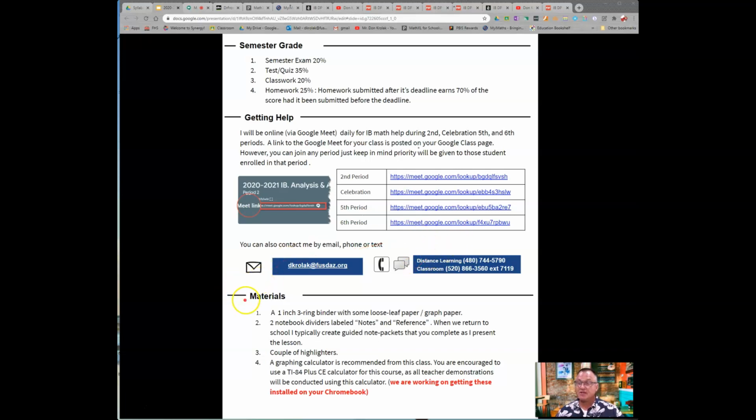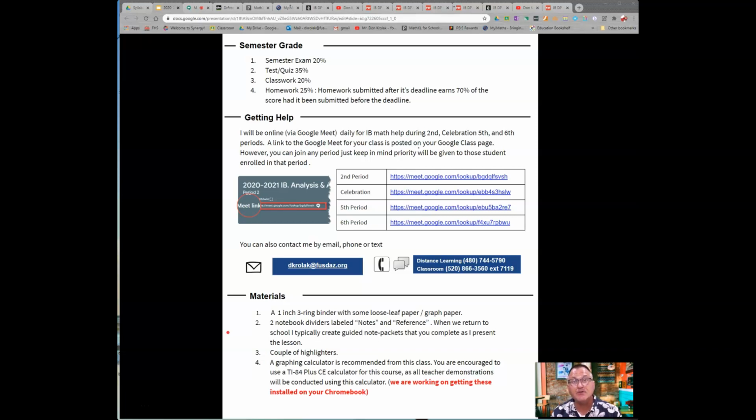All right, materials for the class. I would get a small 1-inch binder, get a couple of dividers, some loose leaf paper to keep in there, and some graph paper. You want to get 2 notebook dividers, label one notes and the other one reference. When we return to school, typically what I do is I hand out packets for each unit that are guided notes that you fill in as I'm presenting the material. So those packets would go in your notes section. The reference section will hold summaries of each of the topics that we do as we cover them.